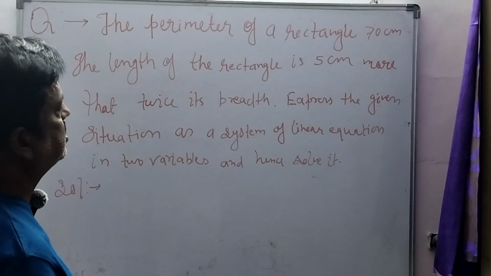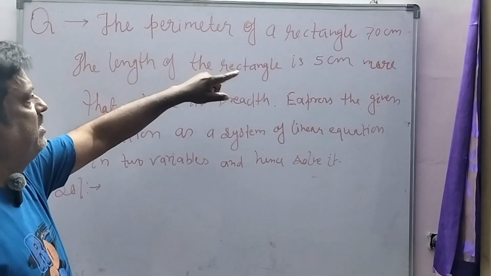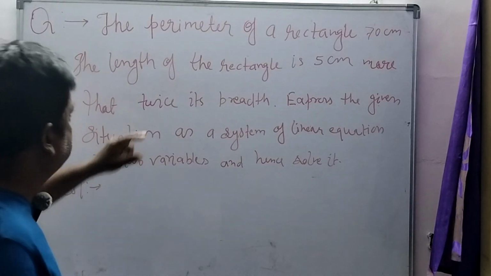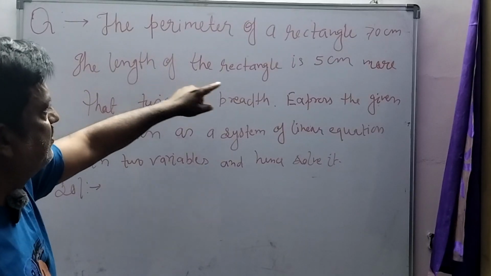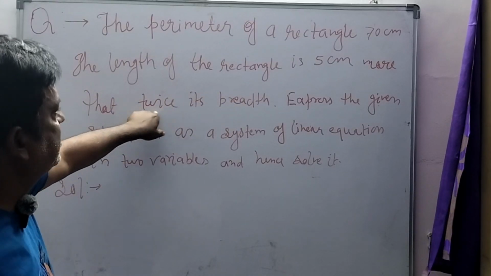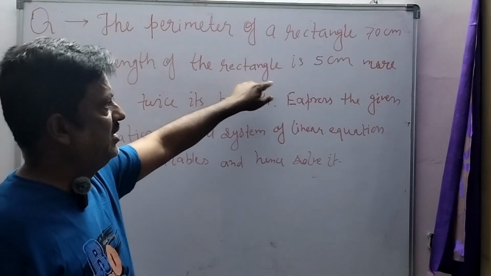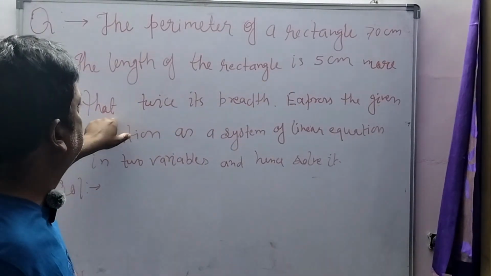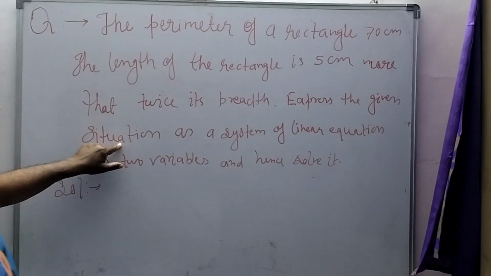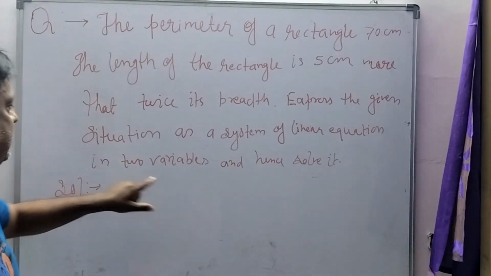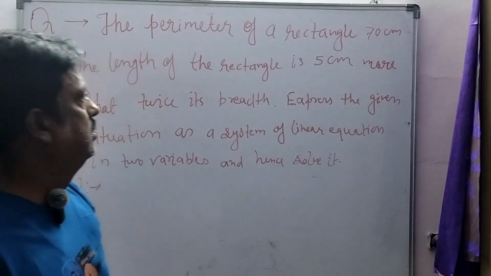Let us solve this question. What is in the question? The perimeter of a rectangle is 70 centimeter. The length of the rectangle is 5 centimeter more than twice its breadth. Express the given situation as a system of linear equations in two variables and hence solve it.